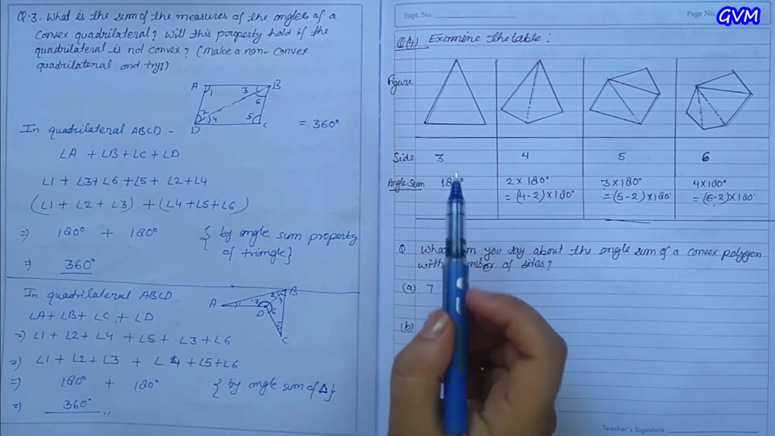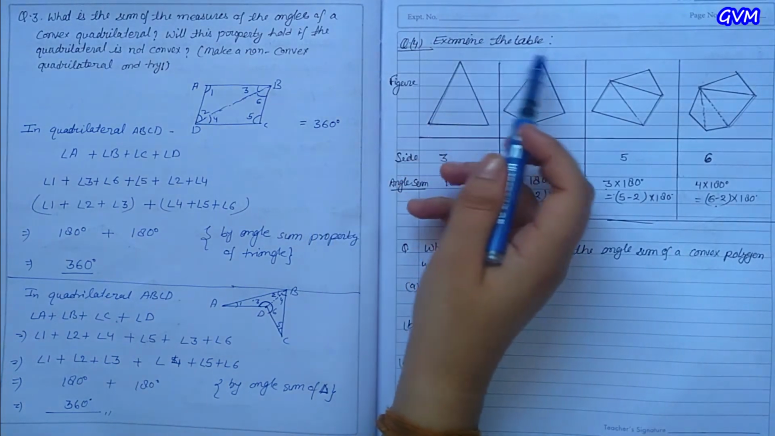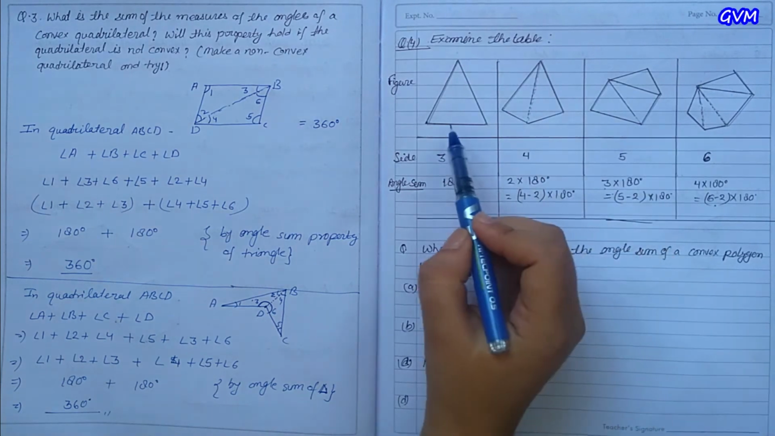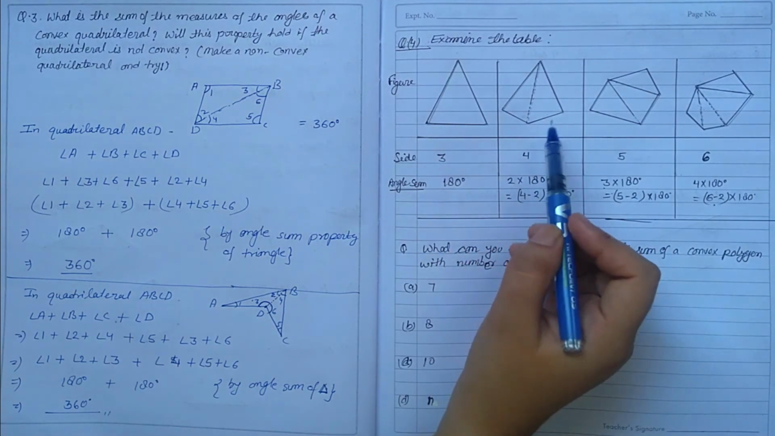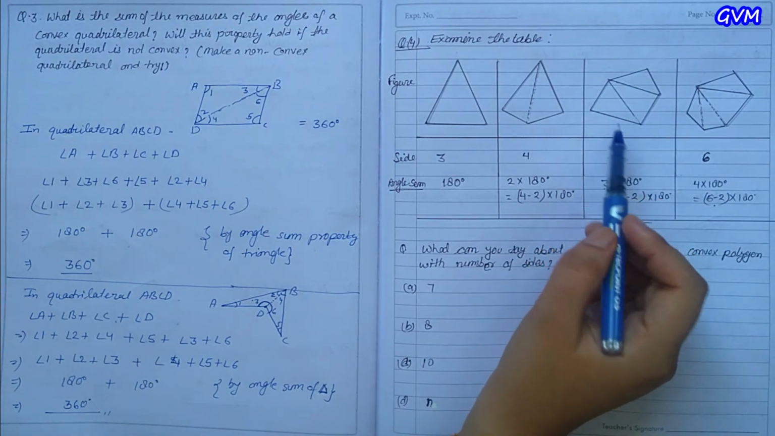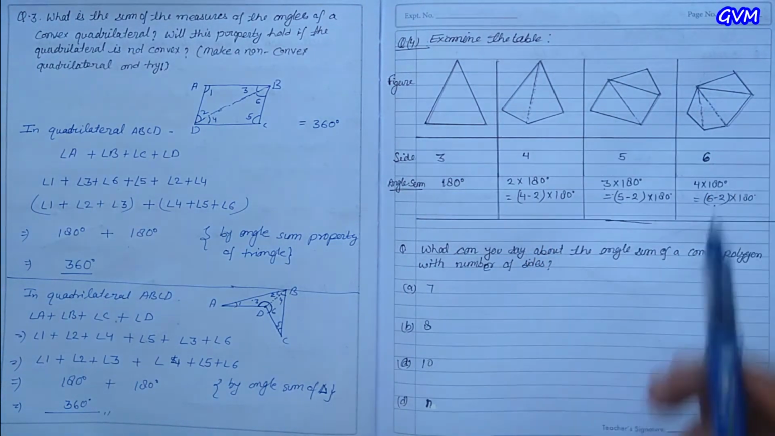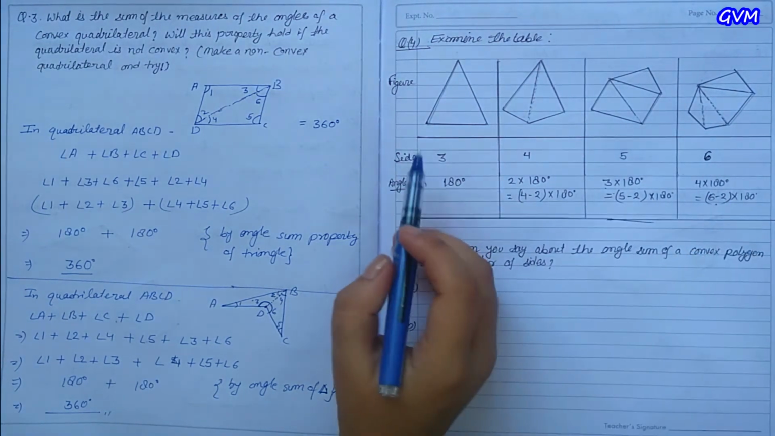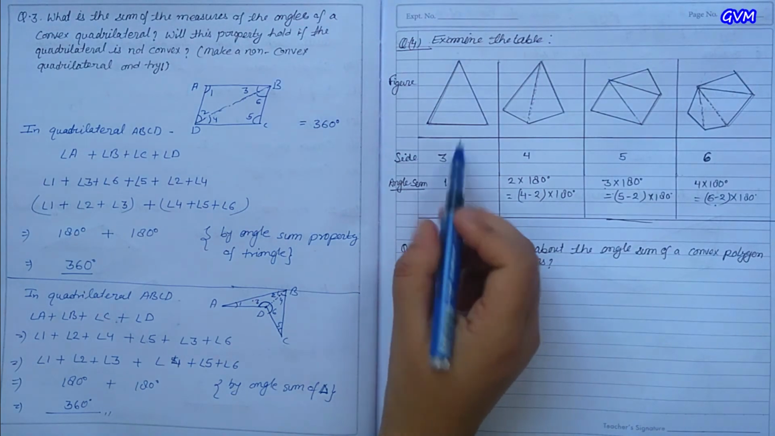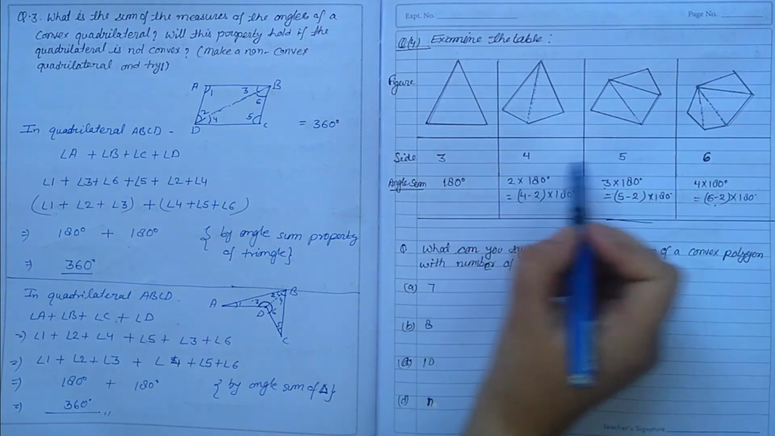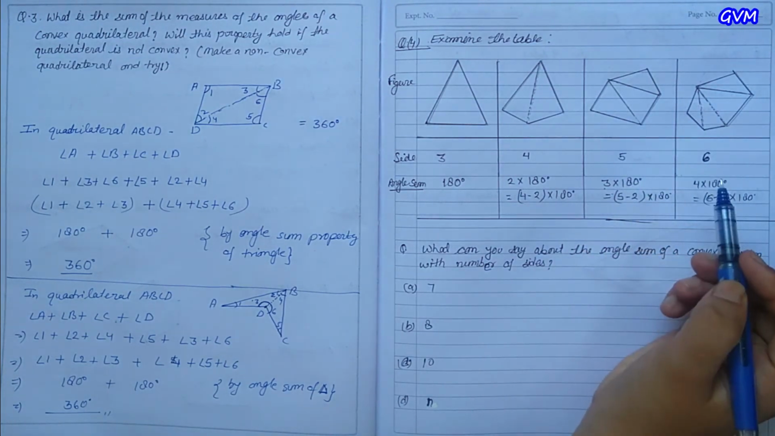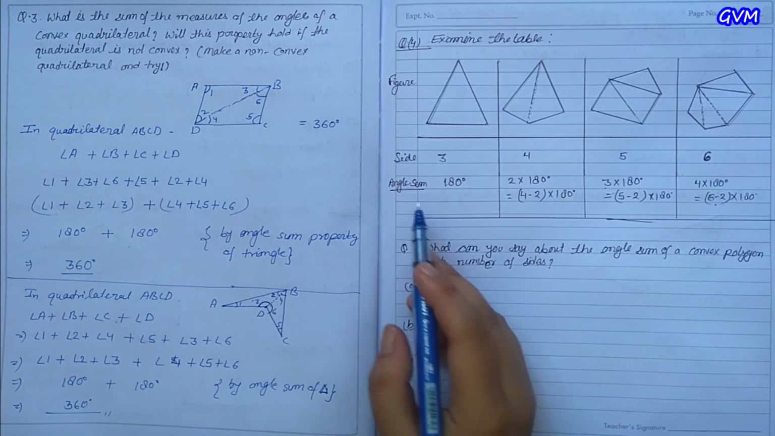In question number 4, we are given a table to examine. We have given 4 figures. One is a triangle, then this one is a quadrilateral, this one is a pentagon, and this is a hexagon. The number of sides of these figures is also given. The side is 3. In this figure there are 4 sides. The pentagon has 5 sides and this figure has 6 sides. And the angle sum is also given.